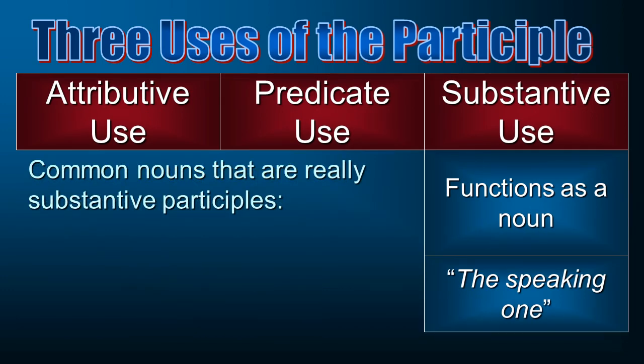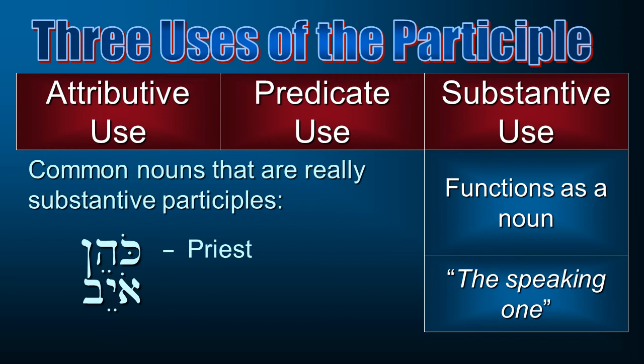Now, common nouns that are really substantive participles are words we learn as vocabulary words. Here's Cohen. The word means a priest. But it's actually one who is doing priestly duties. It's actually a participle, and we're so used to it, we learn it as if it's a noun. Technically, it's not, but we treat it as a noun, and it functions just like one. So the term Cohen, that's one who does priestly duties. And we refer to that as a priest.